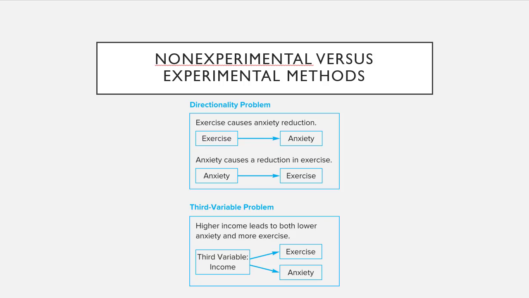So when we talk about the directionality problem and the third variable problem, these are things that we need to balance when we're thinking of how to do research. Are we going to try to rule something out? Are we trying to control everything so that we can make a cause and effect assessment? Or are we going to sacrifice that in order to get a good outcome that matches what we would expect to see in the world?